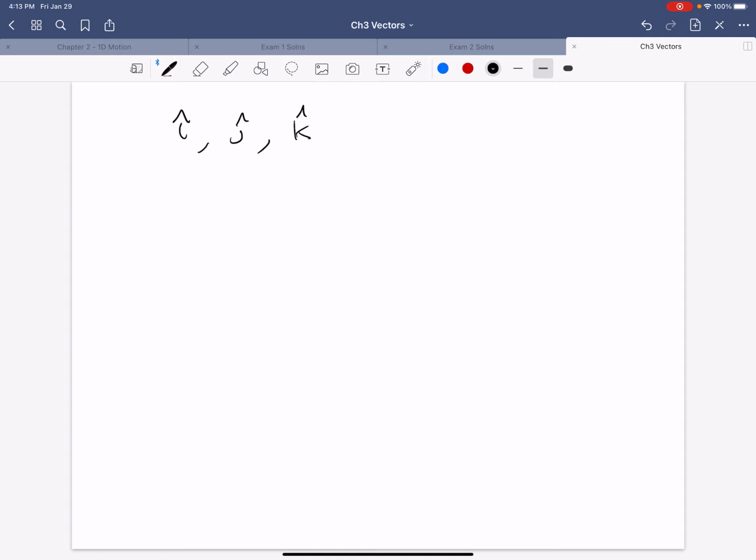You might also see it as x, y, or z hat. And by the way, this caret is called a hat, just like a little cartoon hat. And so this symbol is pronounced the letter i, hat.